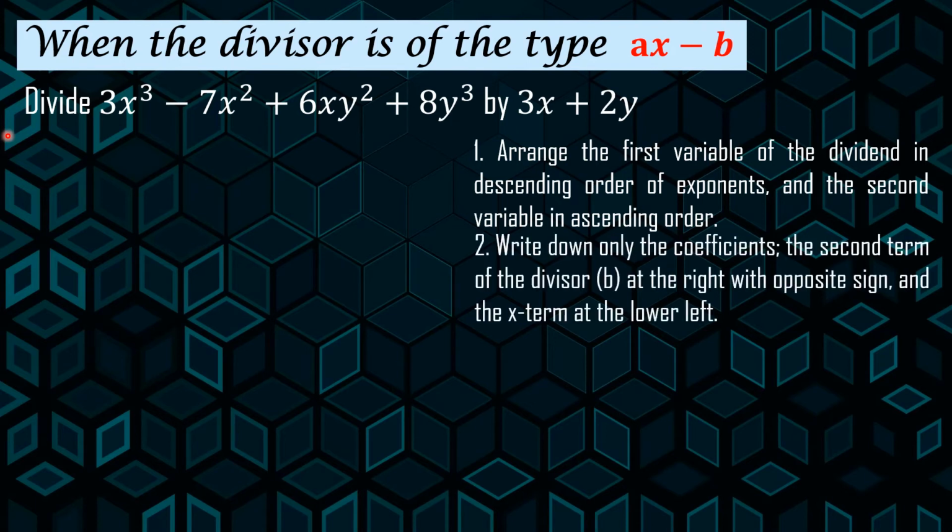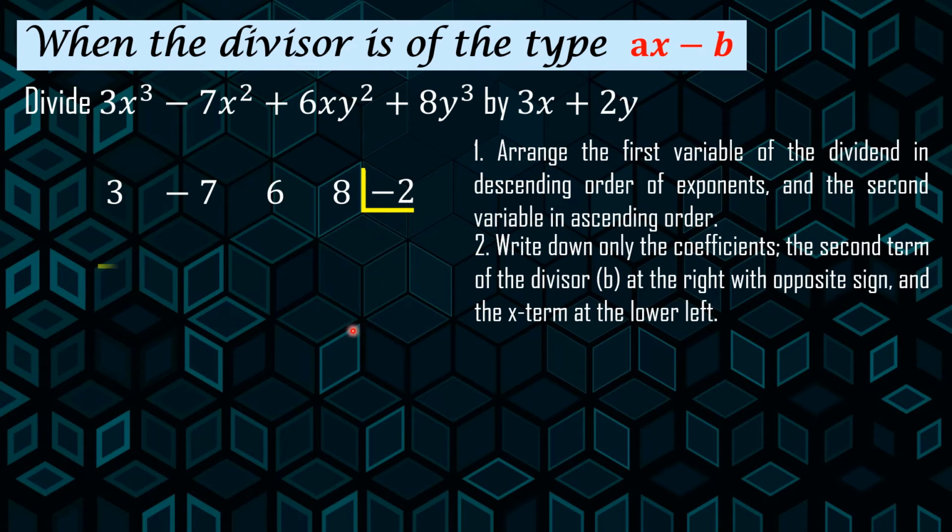Second step is to write down only the coefficients. Ganun pa rin. The second term of the divisor b at the right with opposite sign and the x term at the lower left. So, let us write the coefficients 3, negative 7, positive 6, and positive 8. Dito sa right side or upper right, isulat natin yung divisor or yung b, which is positive 2y, pero dapat in opposite sign. So, since ang value of b here is positive 2y, so ilagay lamang natin ay negative 2, since that is the opposite of positive 2.